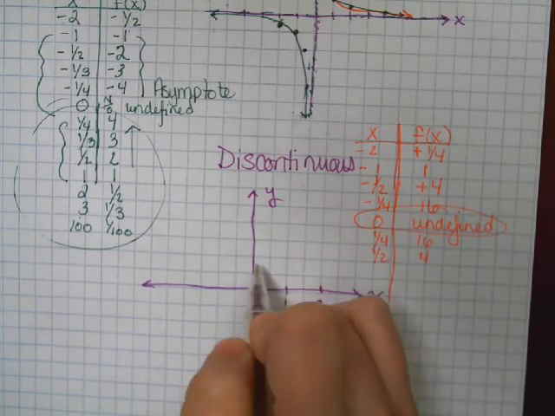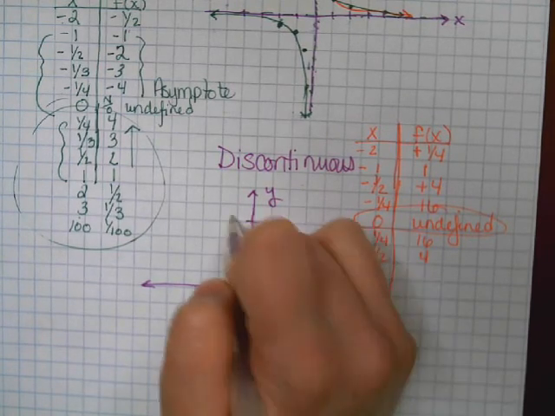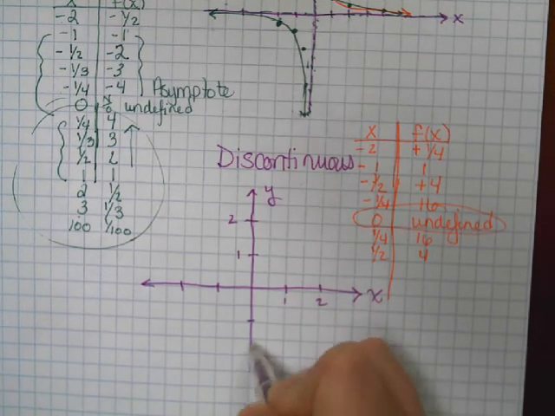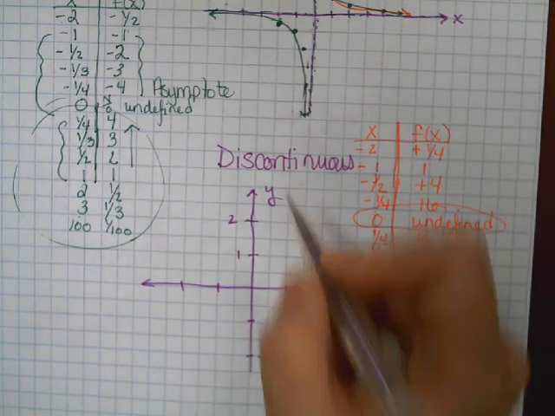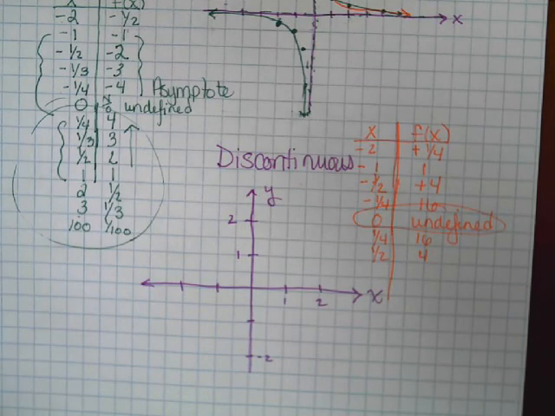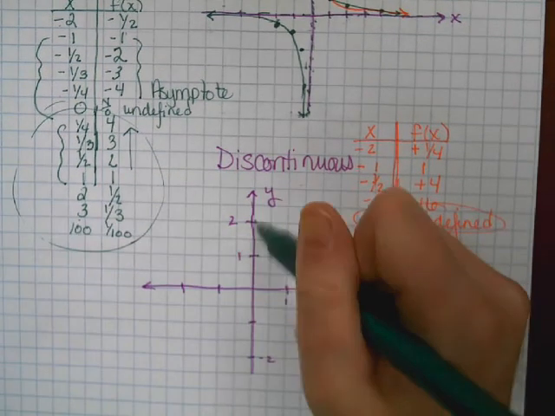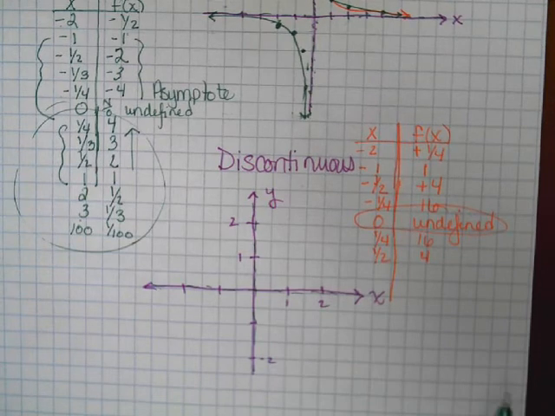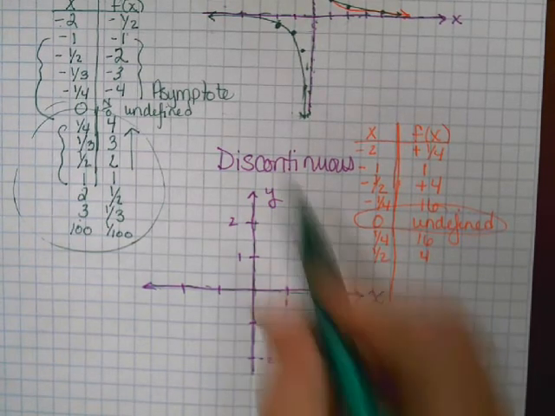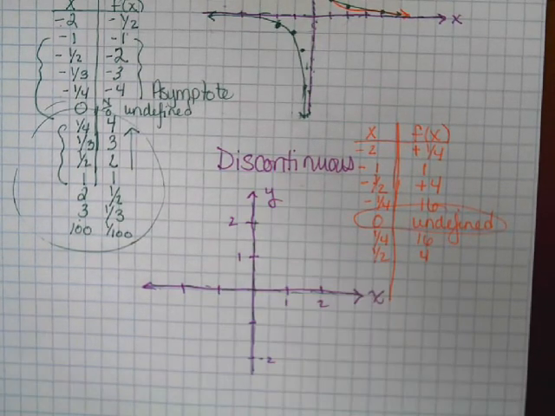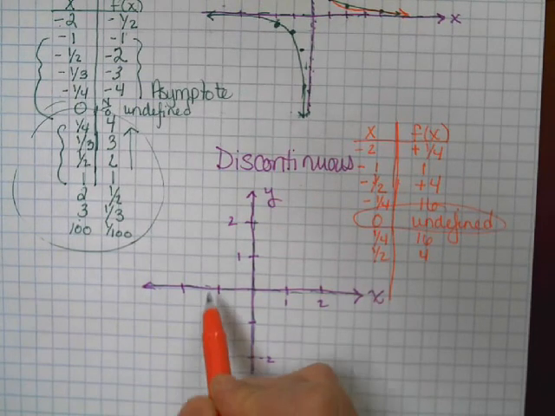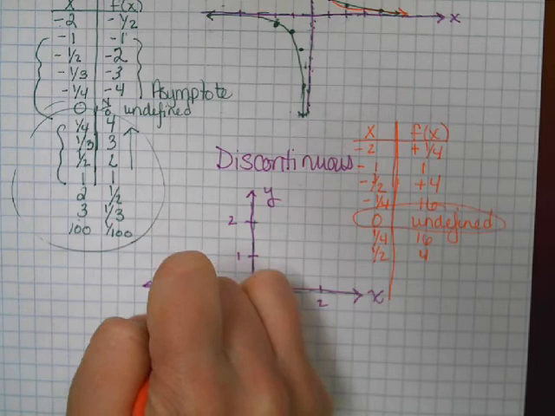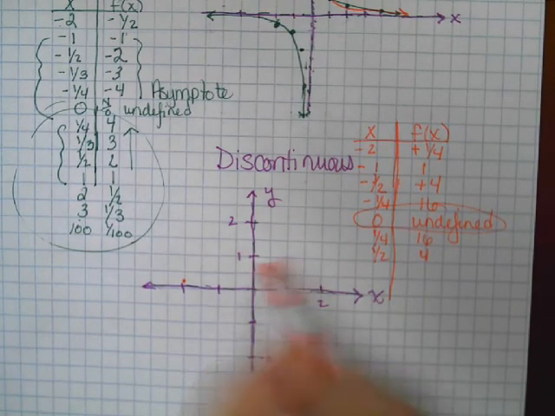So this is my y-axis, this is my x-axis. Let's make this 1, 2. Let's make this 1, 2, negative 1, negative 2, negative 1, negative 2. All right, so there's an asymptote again on the axes. There's an asymptote here, and there's an asymptote here. We can't plug in 0 for x, and we're never ever going to get out a 0 for y. So let's plot these points.